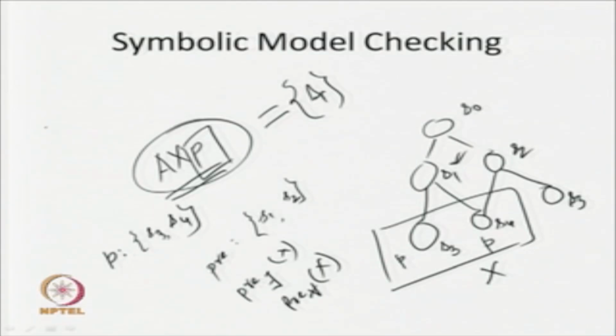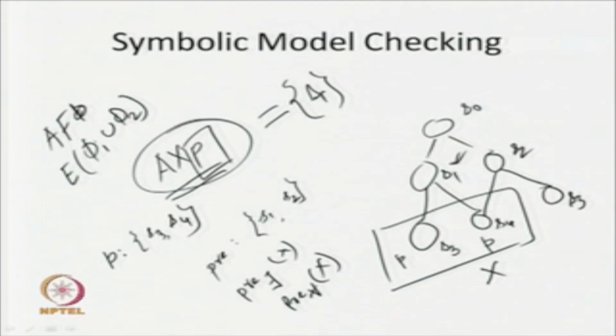Similarly, if I am going to look for A f phi, or E phi 1 until phi 2, in all those cases what will happen? We are going to start from a particular set of states and traverse this graph in the backward direction, a backward traversal basically, collecting more and more states. We find out the states where A f phi or E phi 1 until phi 2 is true, and eventually we get a set of states, and our model checking algorithm is going to return this particular set of states.